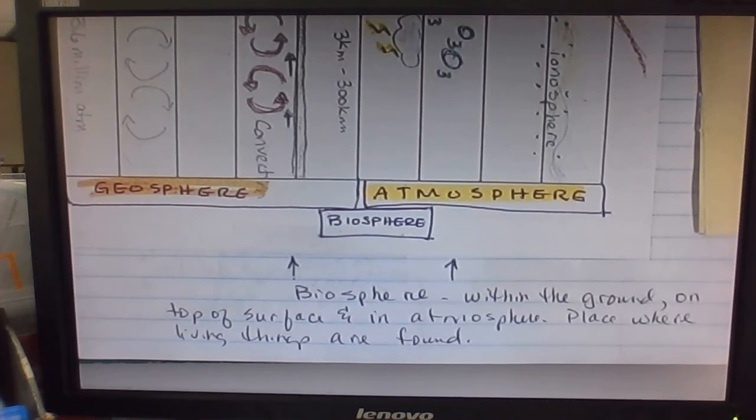So biosphere: within the ground, on the top of the surface, and in the atmosphere. It's the place where living things are found.